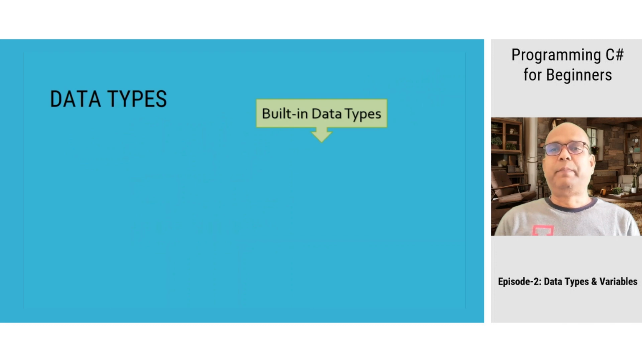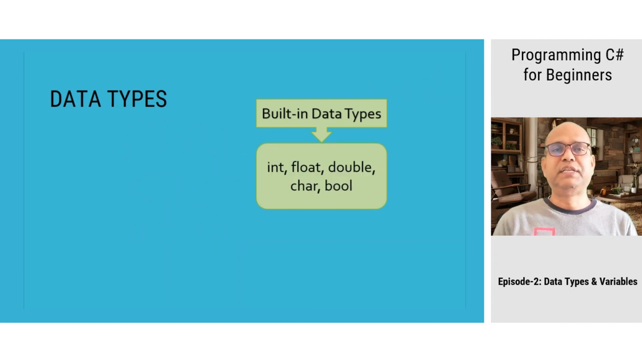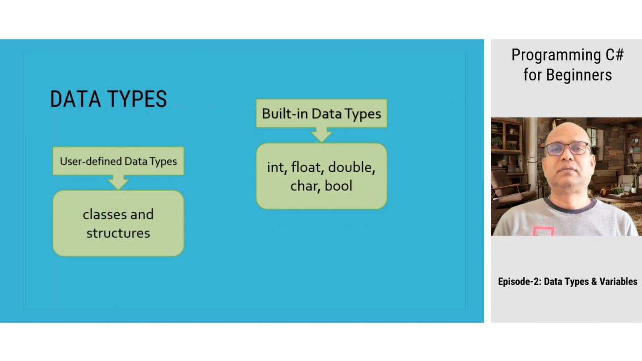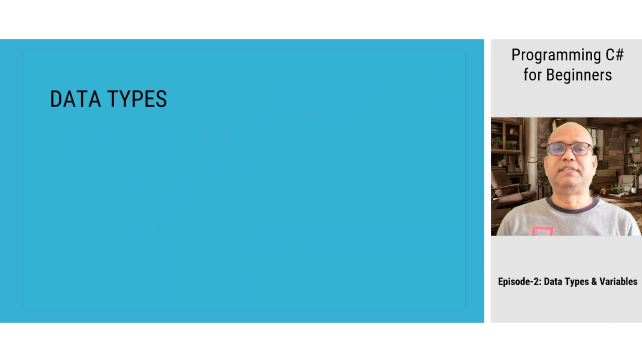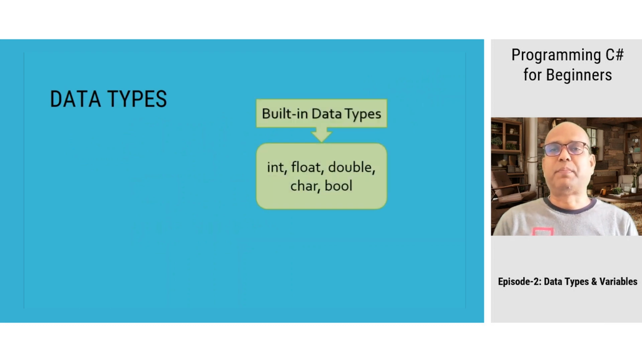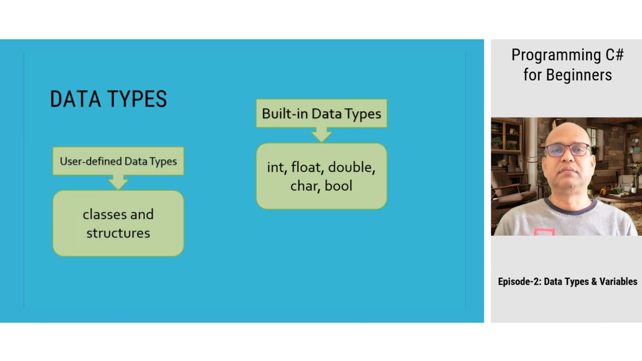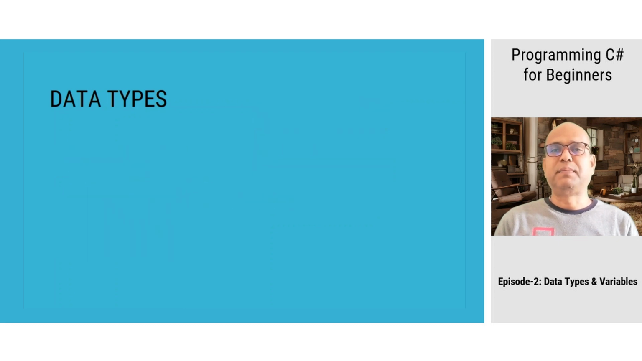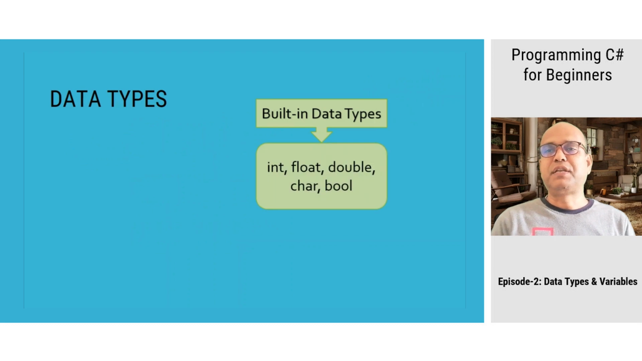There are several built-in data types in C sharp, such as int, float, double, char, bool, etc. Additionally, C sharp also supports user-defined data types through classes and structures. Understanding the data types is essential for writing efficient and error-free code in C sharp.